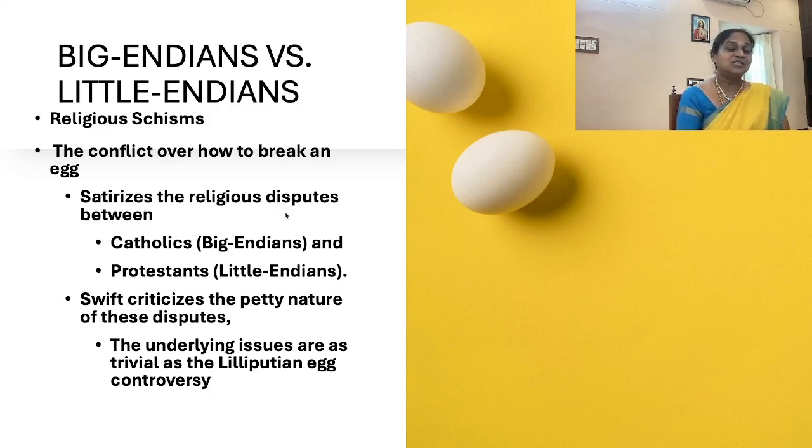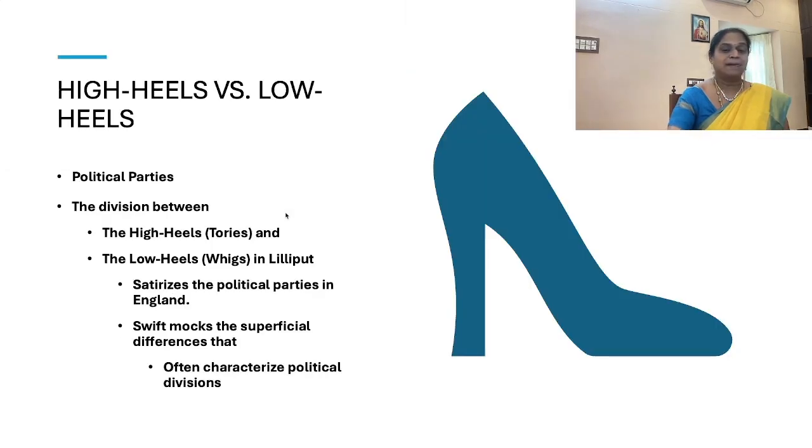And so this particular incident, Swift brings forth to satirize the religious dispute between the Catholics, the Big-Endians, and the Protestants, the Little-Endians, in England. And through that, he criticizes the petty nature of these disputes, which are as trivial as the Lilliputians' egg controversy.